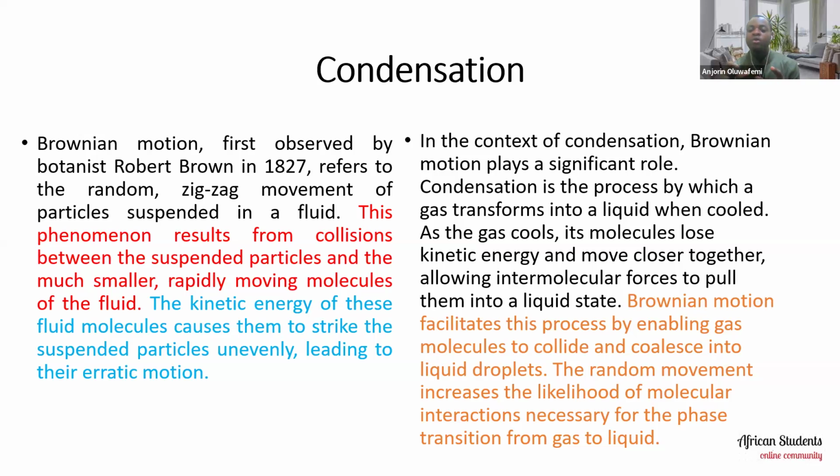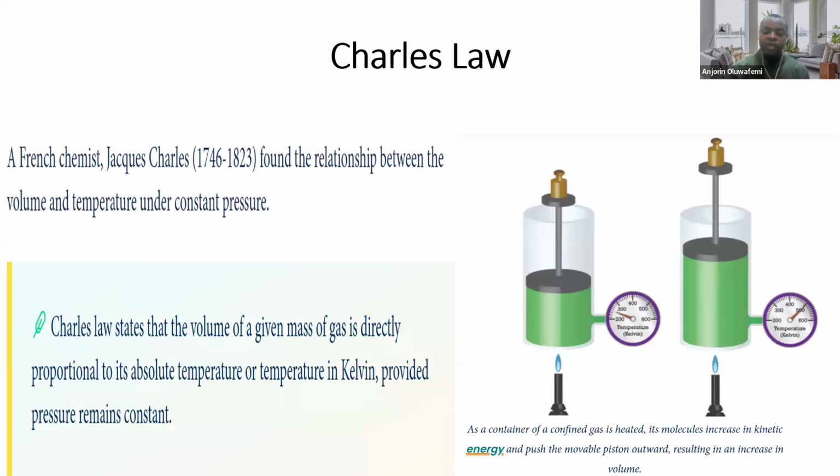Now, Brownian motion facilitates this process by enabling gas molecules to collide and coalesce into liquid droplets. The random movement increases the likelihood of molecular interaction necessary for the phase transition from gas to liquid. So that's that for Brownian motion in relation with kinetic theory of matter and condensation. Having said that, let's move into the gas laws now.